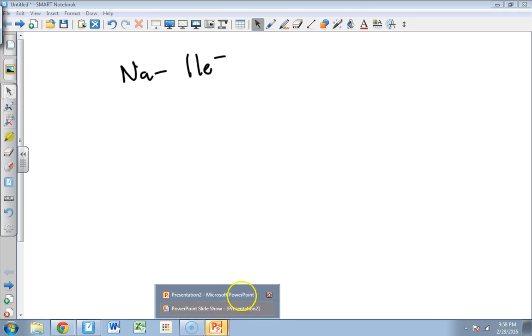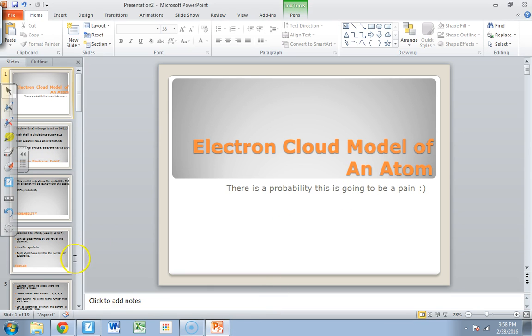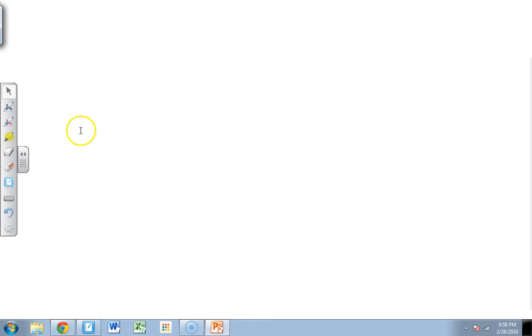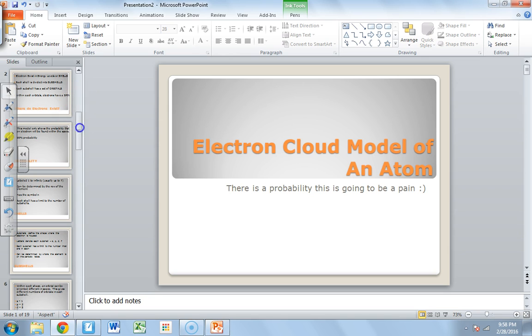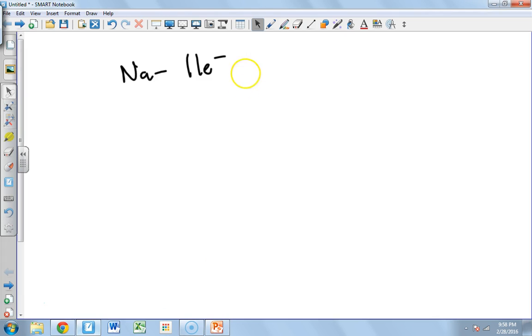Now, I am able to go back and forth here. I'm going to show you my periodic table. Okay, so there's the periodic table. Here's sodium right there, 11. Notice that's in the 3rd row on the periodic table. Well, that is convenient. Okay, let's start filling electrons.